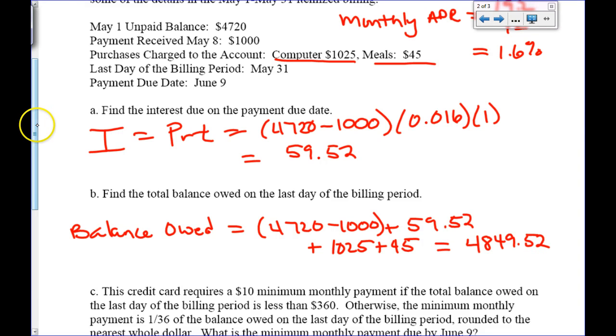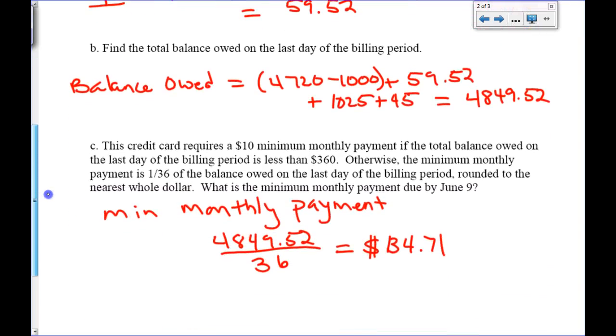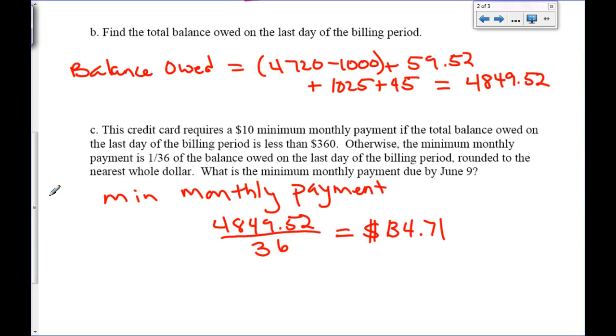The last part that I need to go over with you guys is how to find what I'm going to pay. What's the minimum payment that they make? So one of the things it says is that you need to pay at least $10 a month, but the credit card will charge you, if you have over $360 in your account, 1/36 of the total price that you have. So the balance owed we had before was $4,849.52, and I'm going to divide that by 36. So that is the payment that I will have to make at minimum at the end of the month.